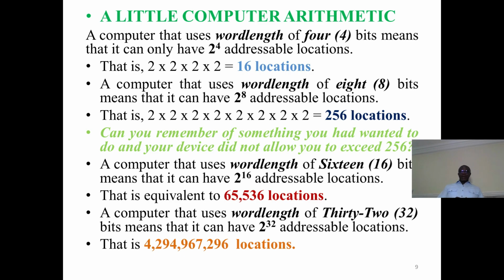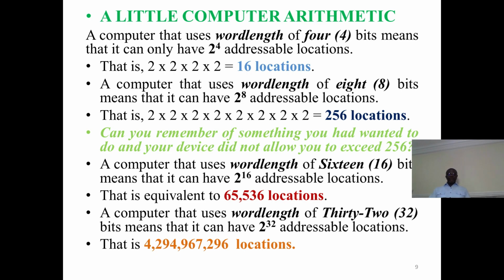The meaning is that if you divide this number by 1 kilobyte, which is 1024, you will now see that this is equivalent to 64 kilobytes. So if you have a system or a device that tells you that the capacity is 64 kilobytes, it means that the word length used in that system is 16 bits.